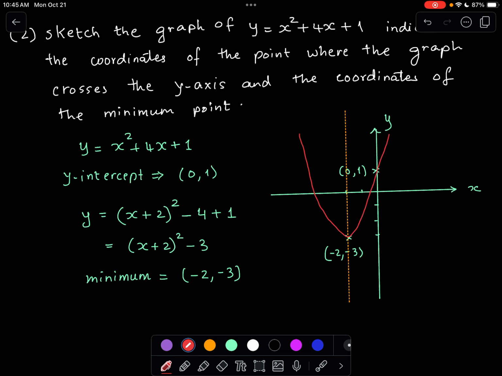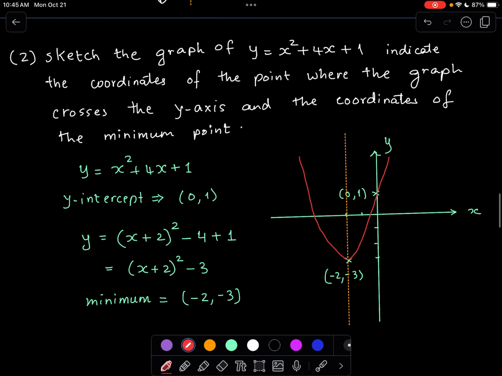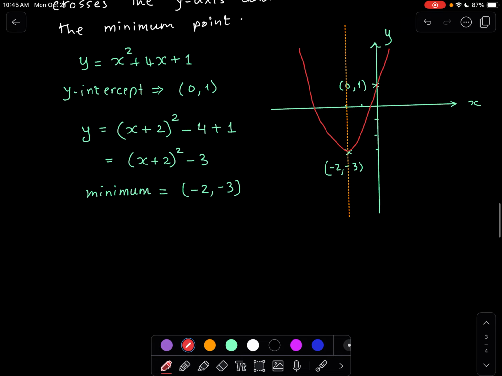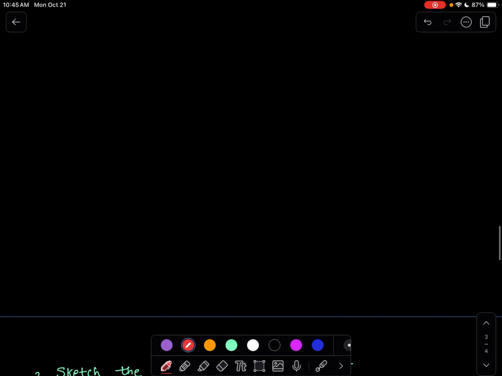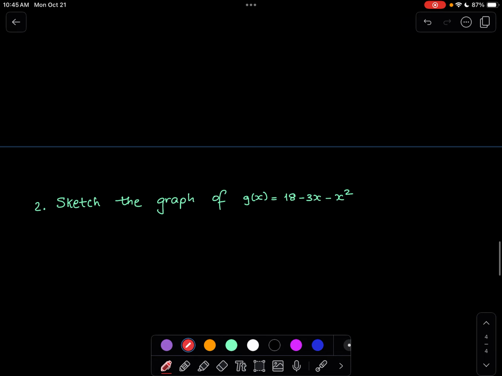Remember, it is a smooth curve, it's not pointy, right? So we have indicated the minimum, we have indicated the y-intercept. We are not required to indicate the roots in this question. So don't waste your time. Such a question would be worth 3 marks. Yeah? All right. Let's move on to the next question, question number 3.